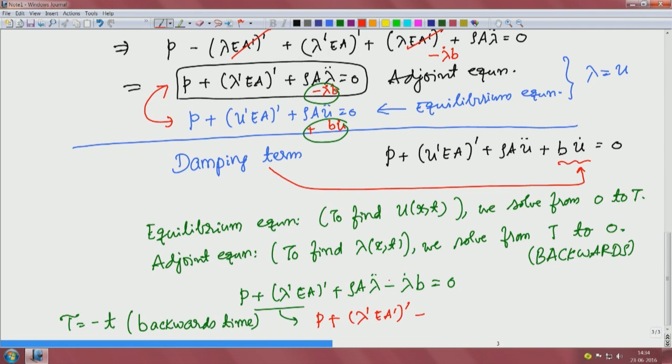But here lambda double dot, you have to take derivative twice. Now, we are doing with respect to tau, which has minus t. So, when you take two derivatives of tau, then it will become plus again. So, that remains plus, there will be rho a lambda double dot. Now, with respect to tau, this minus lambda dot will become plus lambda dot b equal to 0, because of what we have assumed that t is minus tau.